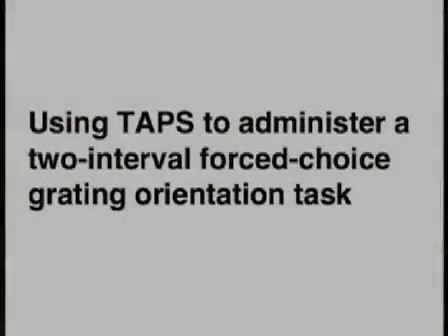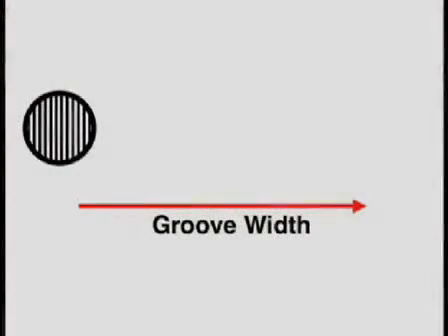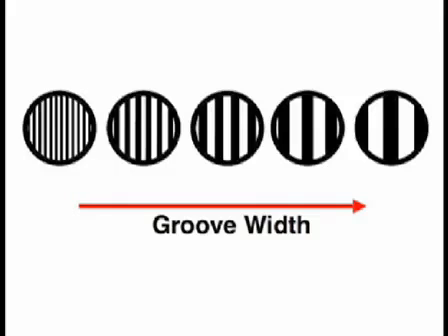TAPS is a versatile system that can be used to apply any stimulus surfaces cut into the faces of half-inch diameter rods. For demonstration purposes, we will show you how a two-interval forced choice grating orientation task is administered in our laboratory. Our grating orientation task uses 20 stimulus surfaces with groove widths that range from as small as 0.25 millimeters to as large as 3.1 millimeters.